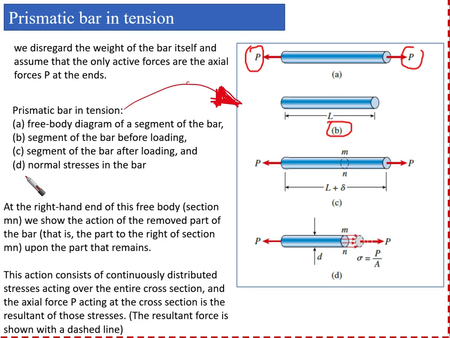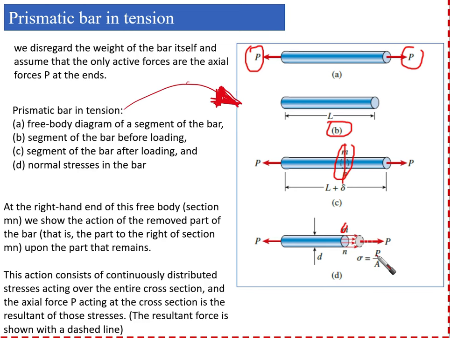And after that, in figure D, we are going to describe something new for us, which we call the normal stresses in the bar. What is the meaning of the normal stresses? We are going to look at one segment of the bar, which is MN, and cut at this point. To the right of it, the force being applied is a concentrated force, but actually this concentrated force is going to be distributed around the cross section. As you can see, there are many arrows here.